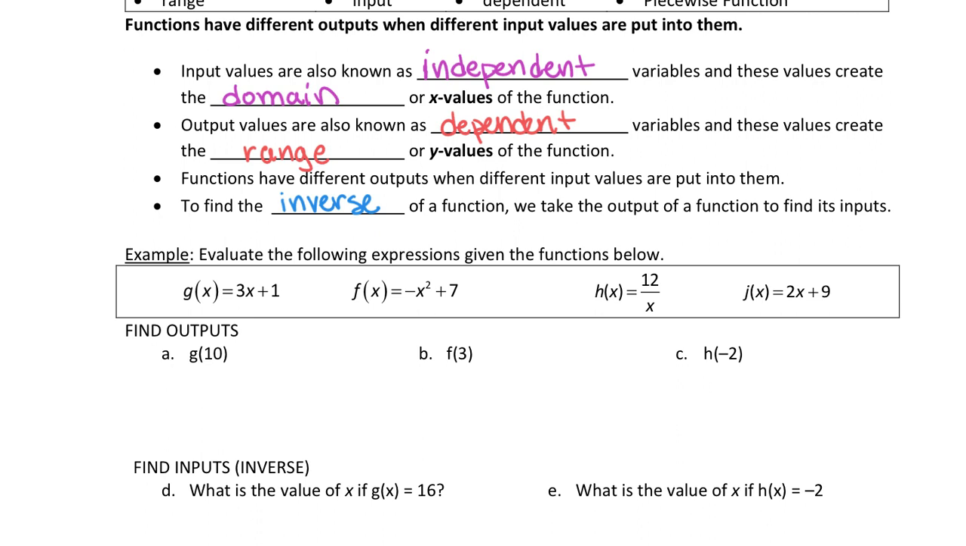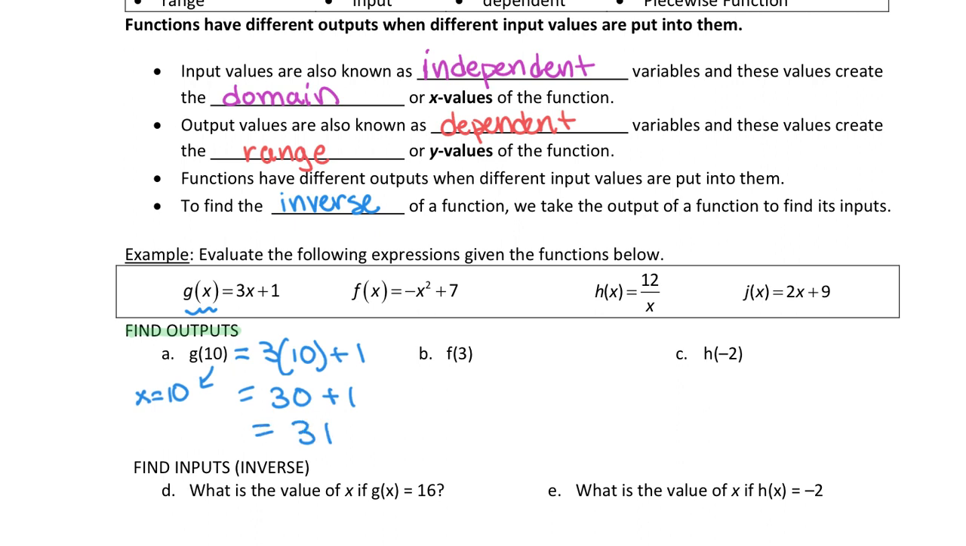We're going to start by finding outputs. So we're going to put numbers into the functions and see what we get out. On this first one, we're going to start with G of 10. So we're going to start with G right here. So G, this means that my 10 is my x value. So x equals 10. I'm going to substitute that 10 in for the x and add it to 1. Multiply first. 3 times 10 is 30. 30 plus 1. We've done this before, so this is a review.